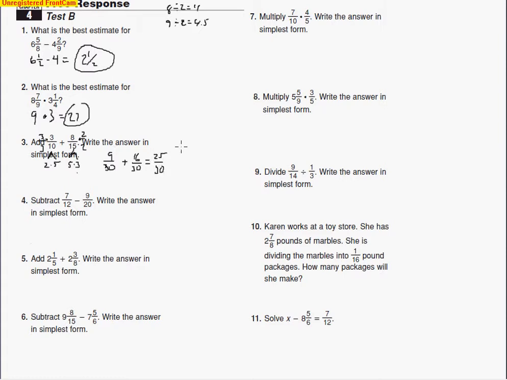However, that is not reduced. I need to take out the common factor from those two numbers. So I'm going to reduce that fraction. And when I take out the 5 from both of those numbers, I end up with 5 over 6. So 5/6 is our answer for number 3.